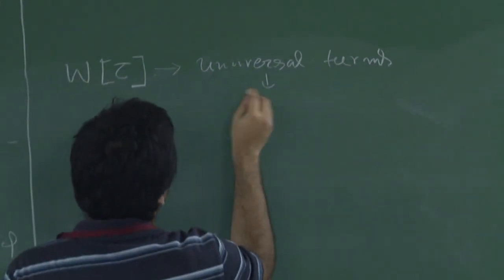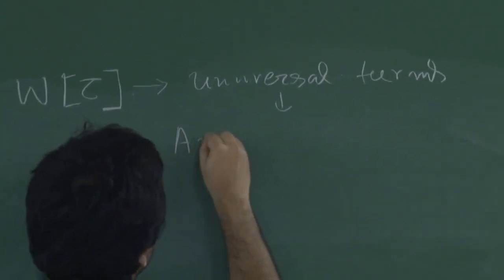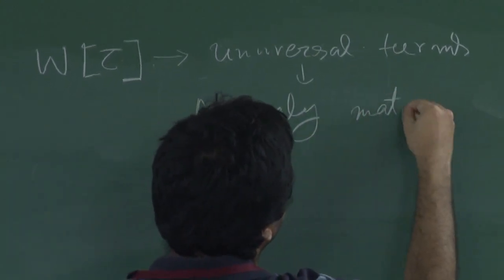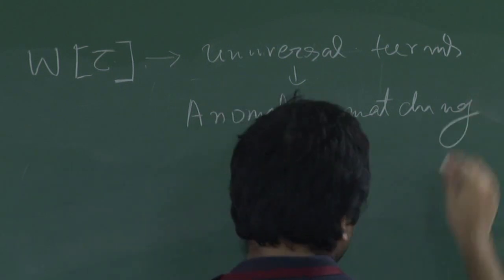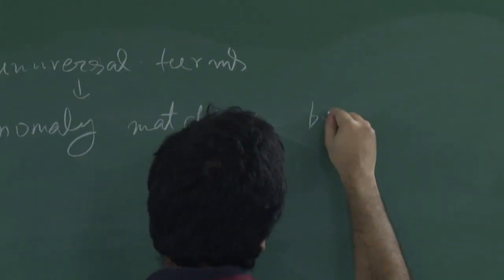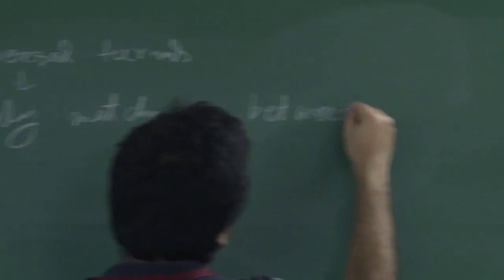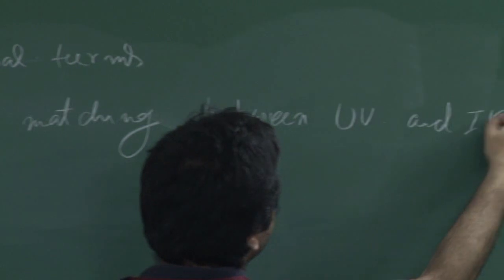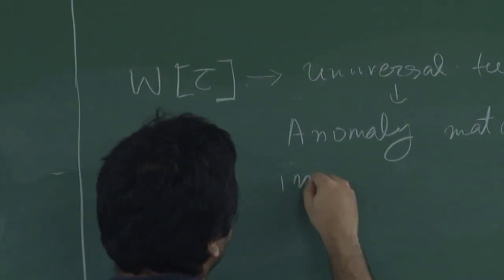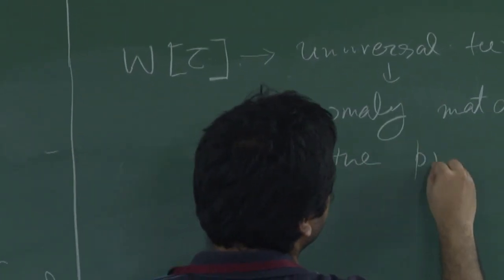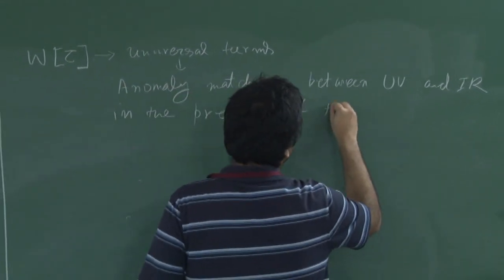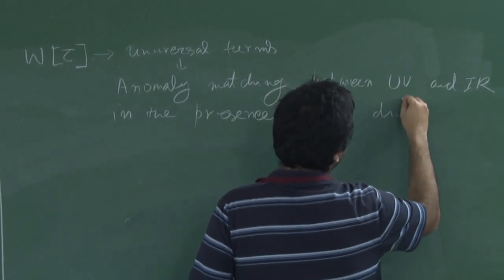So these universal terms, they actually follow from the anomaly matching between the UV and IR in the presence of the dilaton field.